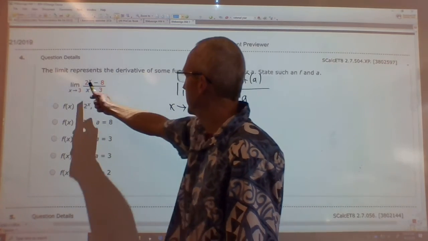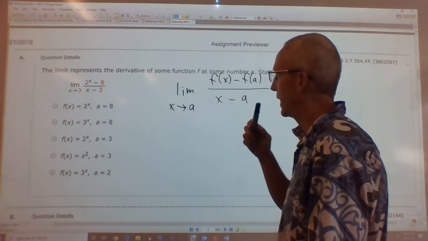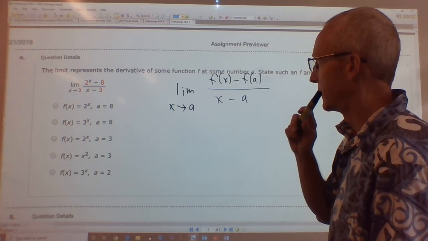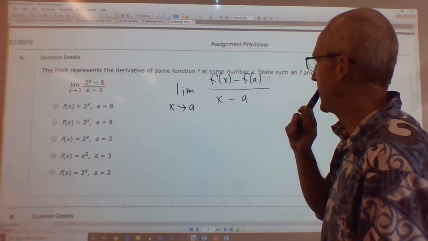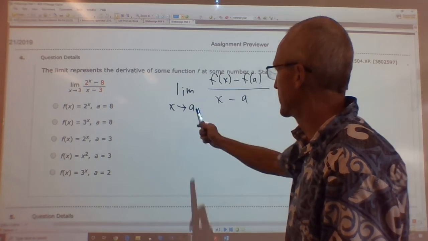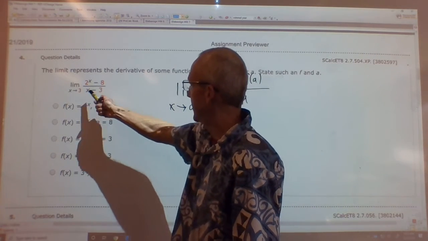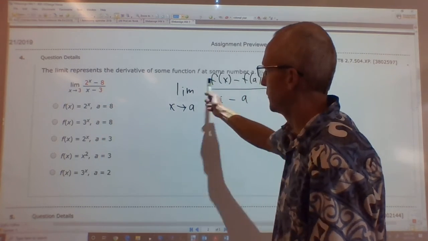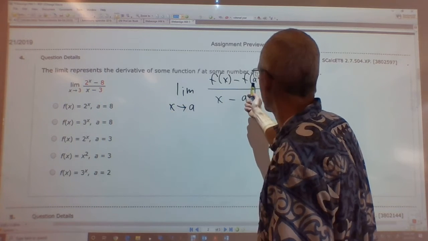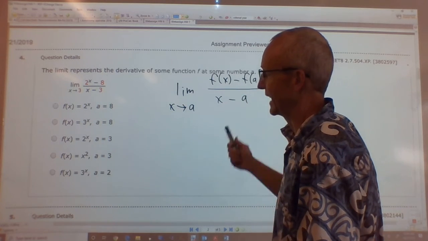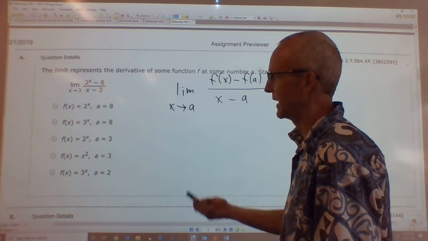So we just match up what's going on here. So obviously it looks like a is 3, because those match. That's what a is. Our function is 2^x. The function at a is 8, I guess. They don't ask us that.